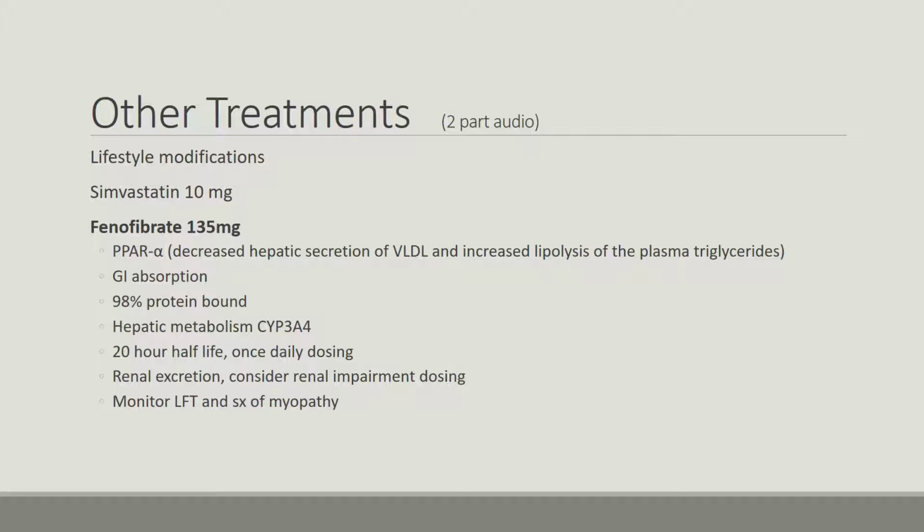because he was previously on Trilipix, which he could not afford. I looked on UpToDate and it's quite expensive, but the generic version of fenofibrate is about $28 for a month, so it's significantly less expensive. And then simvastatin, I would also put him on a low dose to reduce his risk of CVD.